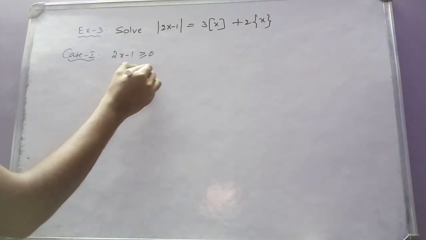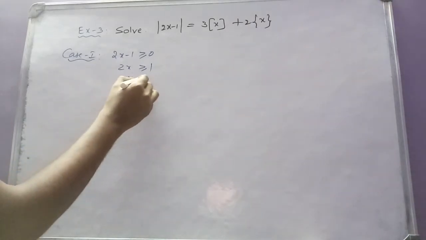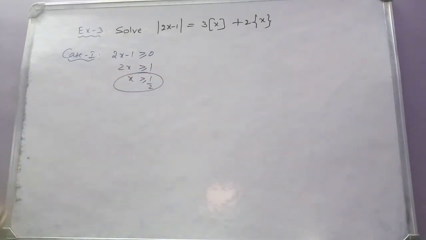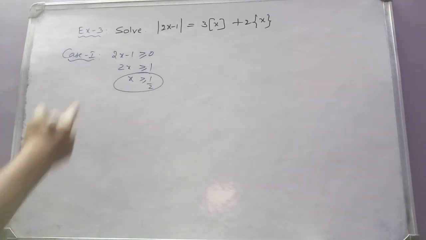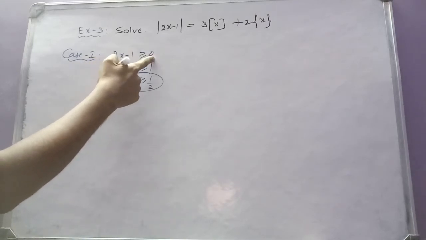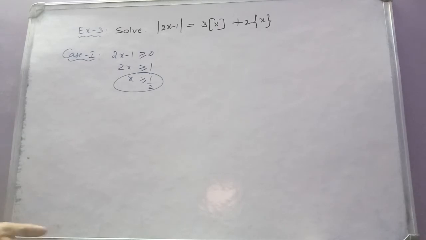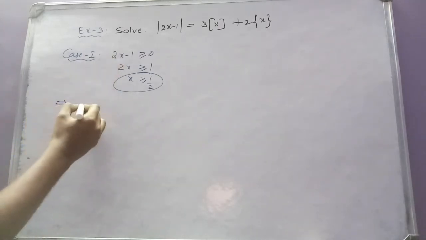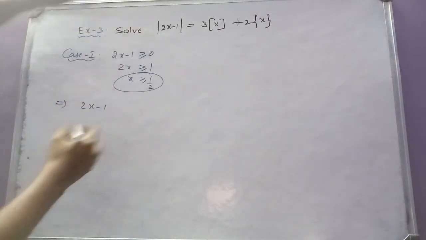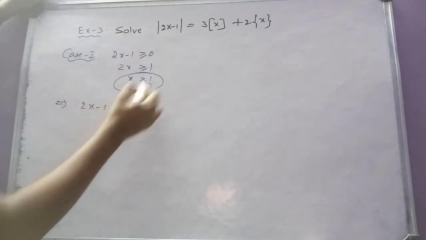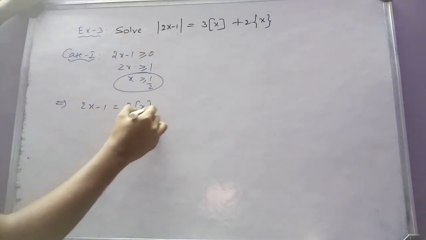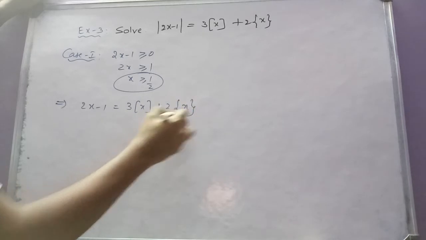That means 2x is greater than or equal to 1 and x is greater than or equal to 1 by 2. Remember this. So let us start solving now. Since 2x minus 1 is greater than or equal to 0, mod of 2x minus 1 is nothing but 2x minus 1, correct? So therefore the solution starts, it is 2x minus 1 plus of 2x minus 1 is equal to 3 into step x plus 2 into fractional part of x.